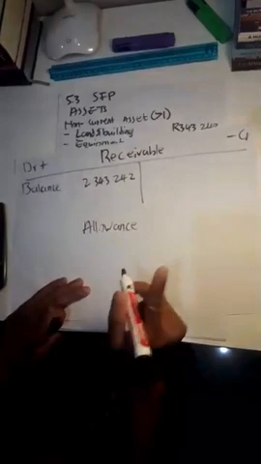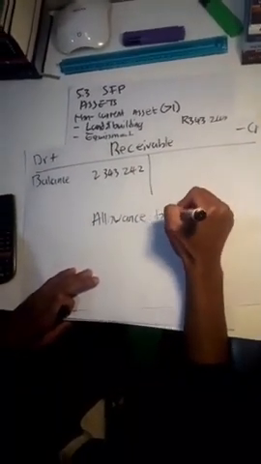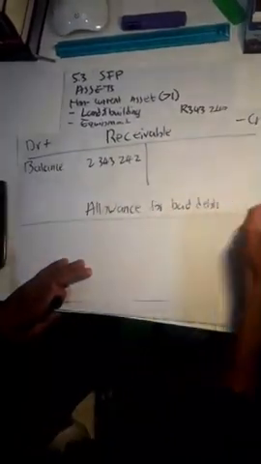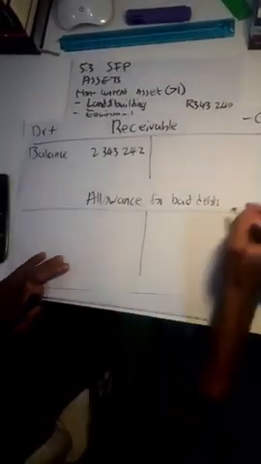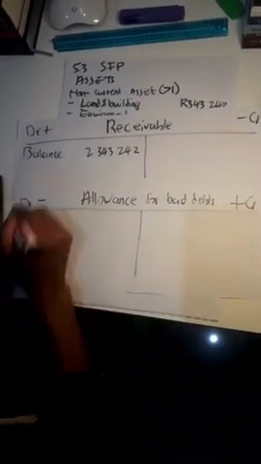Just want to show you something. Allowance for doubtful debts. Remember, it's a negative asset, so it means it's going to increase on the credit and then it's going to decrease on the debit, right?